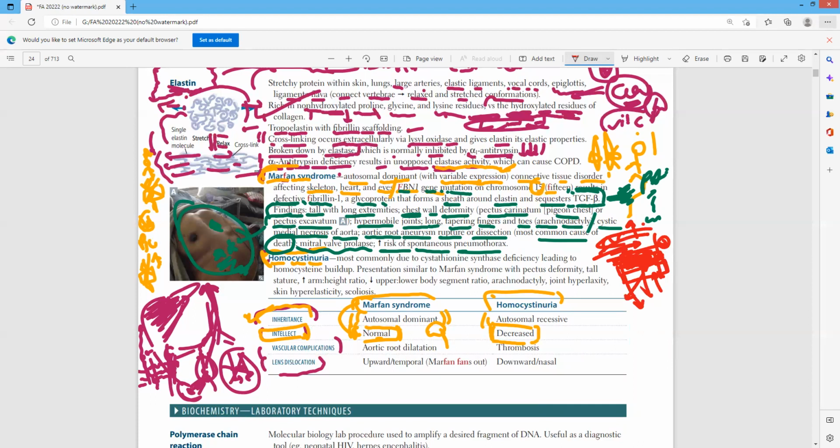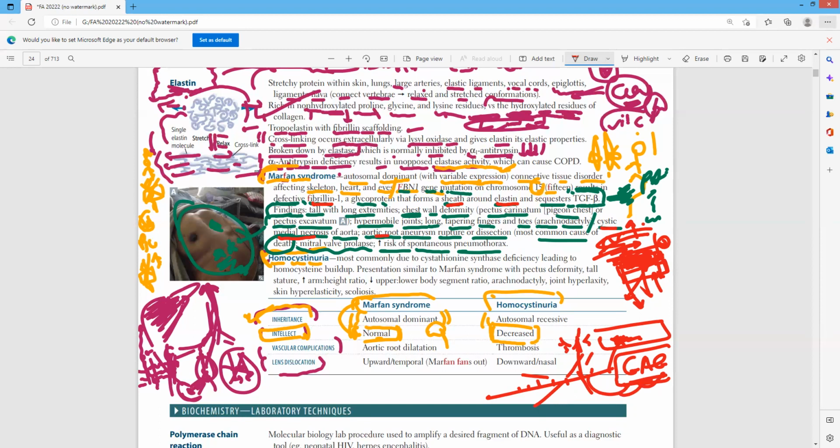If you have defective fibrillin, it cannot form a sheath around the elastin. So you will have a defect, and you will have what's called cystic medial necrosis. In the tunica media, you will have defective elastin, and it will be replaced by glycosaminoglycan, or ground substance. This is a sugar, a polysaccharide with few proteins. This is called glycosaminoglycan, and we will see that again in the cardiovascular system.